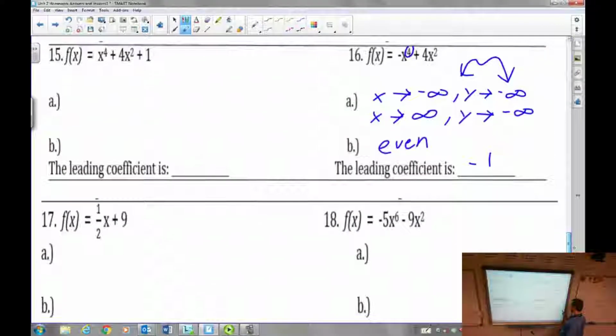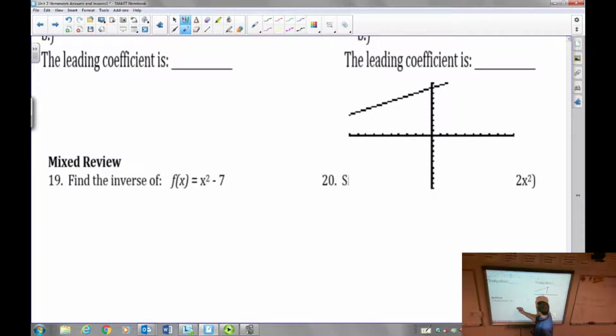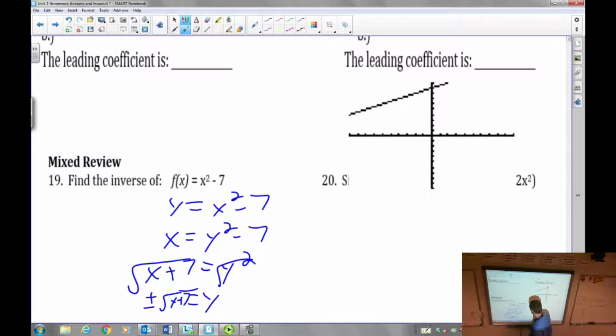Okay, last but not least, there's those ones. Don't forget to switch the x's and the y's and solve for y. Remember that? Switch the x's and the y's, solve for y. Get 7 to the other side. x plus 7, we get y squared. Square root both sides. Don't forget the plus or minus. So y equals plus or minus square root of x plus 7. I did that really fast because I wanted to help you there.